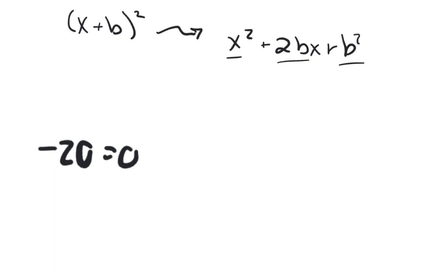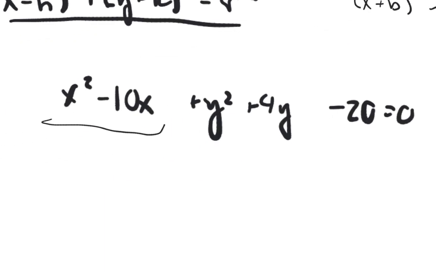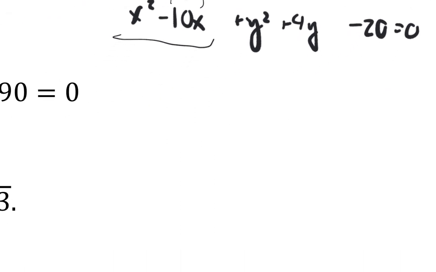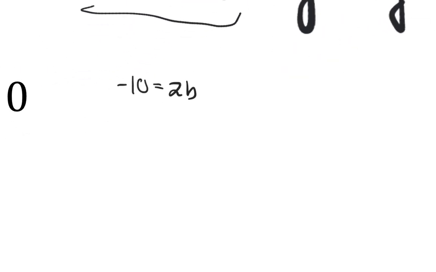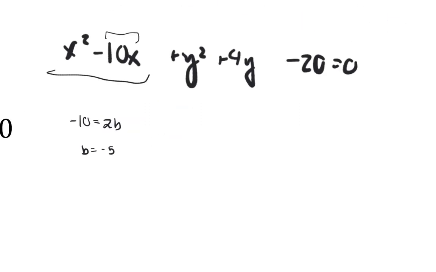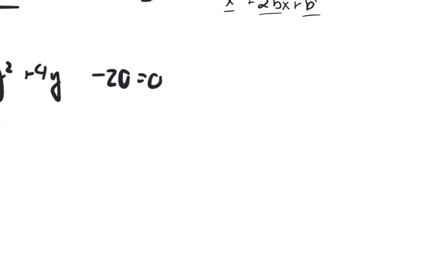So here, first, we have this negative 10x. So we can think of it as negative 10 taking the place of 2 times this number. So it's equivalent to this term. That means that we want b to be negative 5, right? So that means that for this term, we want to have negative 5 squared. That's equal to 25.